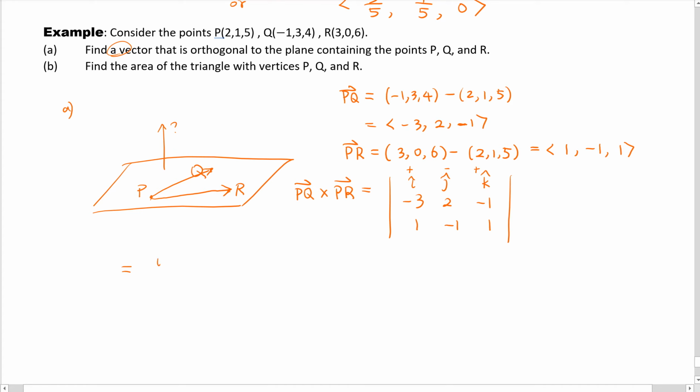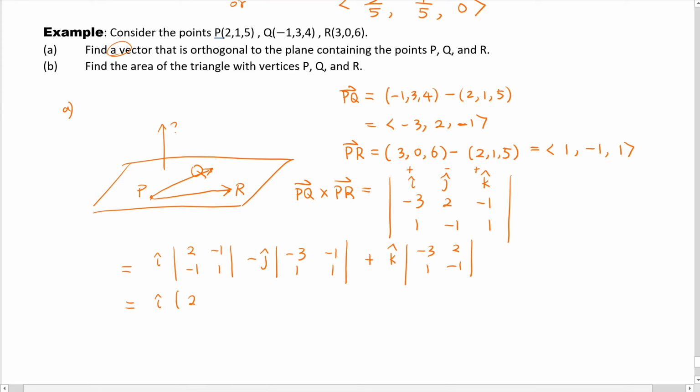Okay, so we have plus i times the determinant of the submatrix 2, minus 1, minus 1, 1. And then we have minus j, the submatrix minus 3, 1, minus 1, 1. Plus k, we have the submatrix negative 3, 1, 2, minus 1. Is that okay, everybody? Yes? Alright.